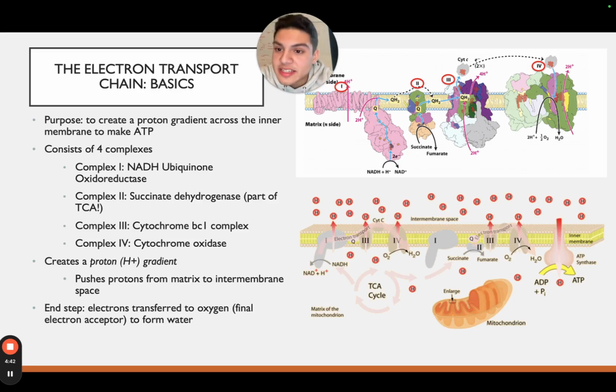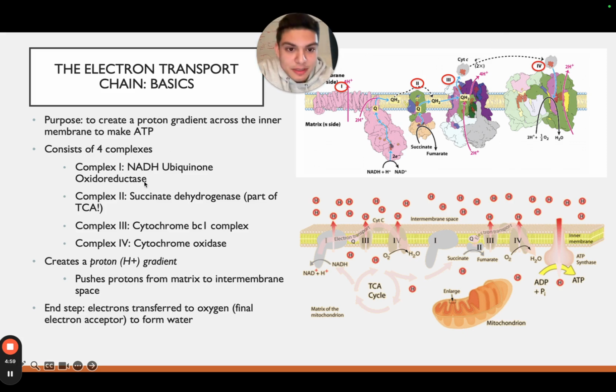Over the basics of the ETC, we know that the only complexes that pump protons are complex 1, complex 3, and complex 4. And the number that you should commit to memory is 4-4-2. 4 protons in complex 1, 4 for complex 3, and then 2 for the last one. And complex 2 does not pump any.